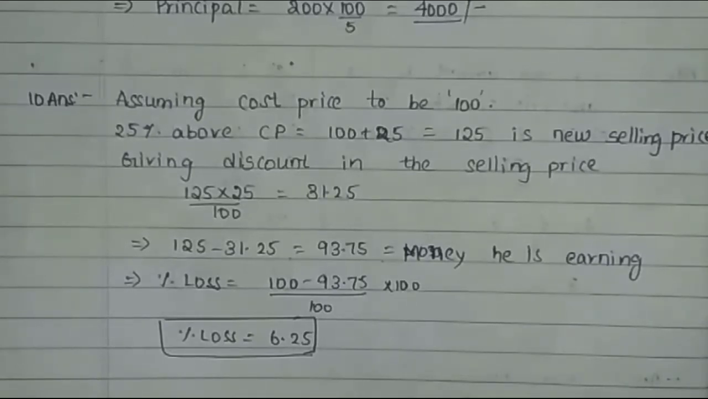125 minus 31.25 is equal to 93.75. That is the money he is earning, which implies it is a loss. Therefore, loss percent equals (100 minus 93.75) into 100 by 100, which is equal to 6.25. That is the loss percentage. All options are given wrong, so it is the correct answer.